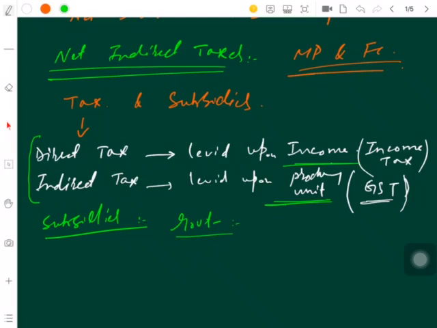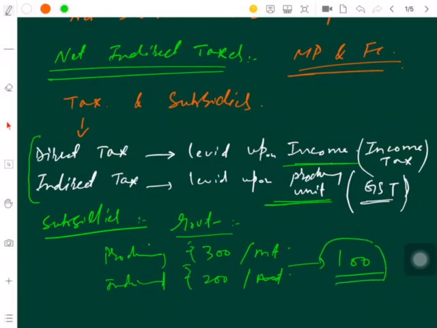A small example for it will be, say, Khadi and Village Samitis, the khadi cloth in India. Khadi cloth is something traditional, something very national in its nature. So if a producer is producing khadi for, say, 300 rupees per meter, but an individual, a consumer, gets it for, say, 200 rupees per meter, who is paying this 100 rupees is basically the subsidy given by the government. It's paid by the government.